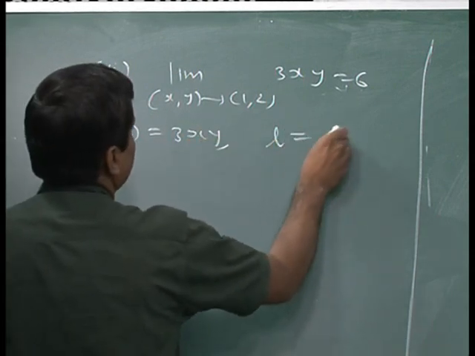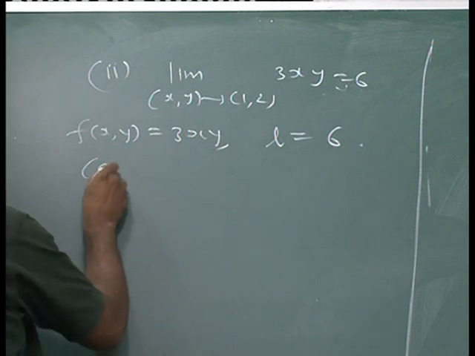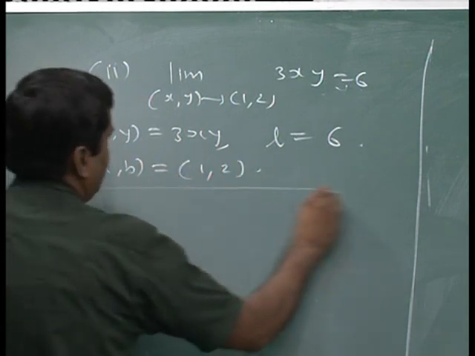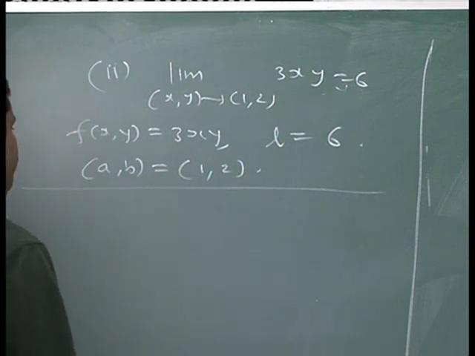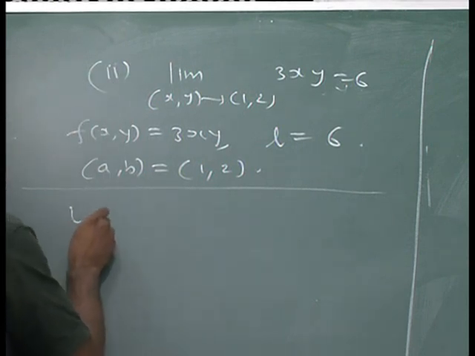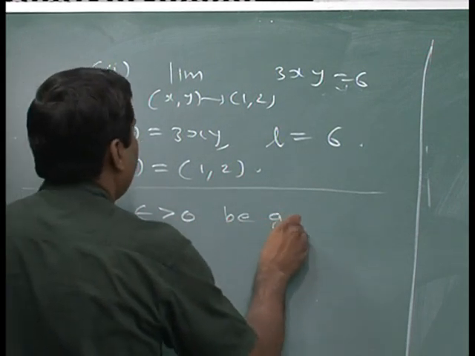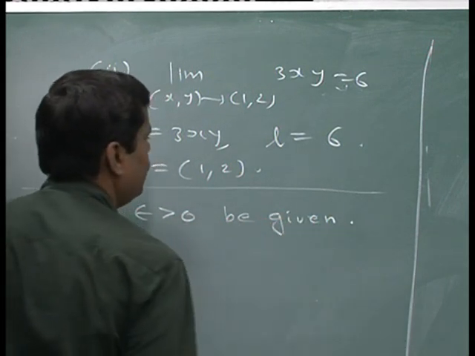The value of the limit is 6. The point (a, b) is (1, 2), so this is given to us. Now, what is the definition? As I told you, we always start with the given epsilon. So, I am writing: let epsilon greater than 0 be given.